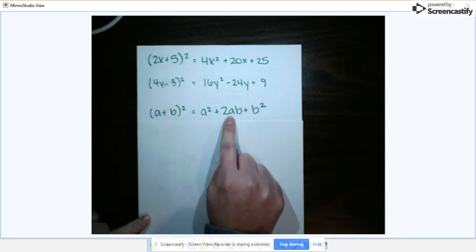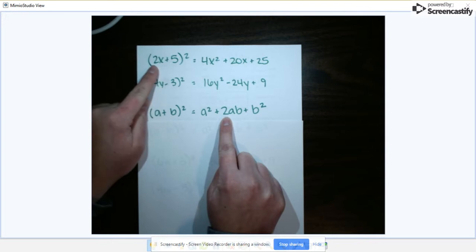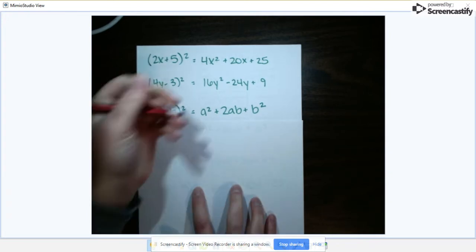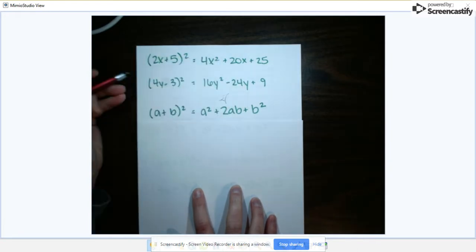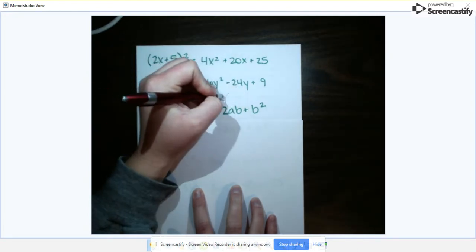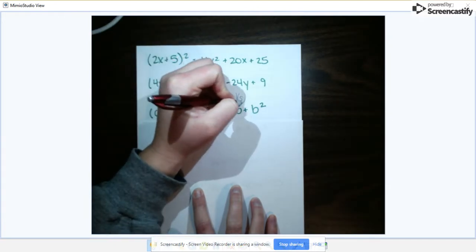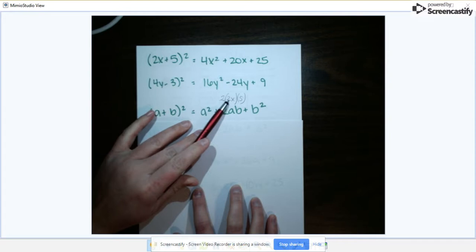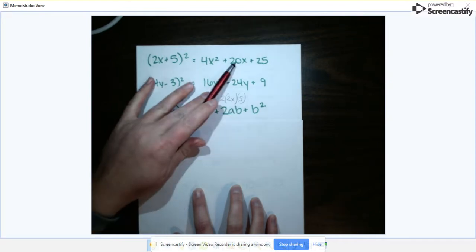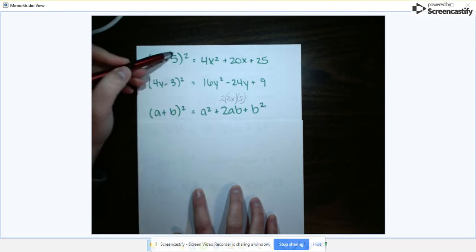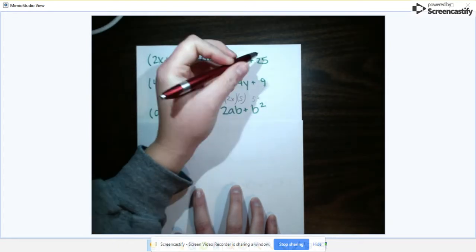Okay, then it says we need to take 2 times a times b. Well, 2 times our a, let me write this out for you. So 2 times a, which is 2x, times our b, which is 5, gives us 4 times 5, which is 20x. And then b squared would be, here's b, so 5 squared, which is 25.